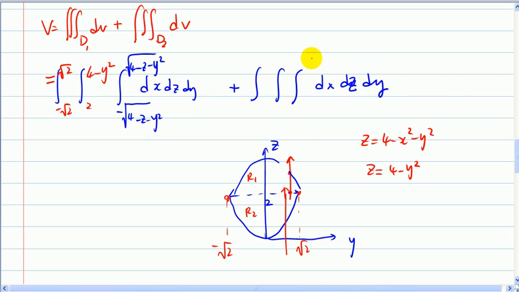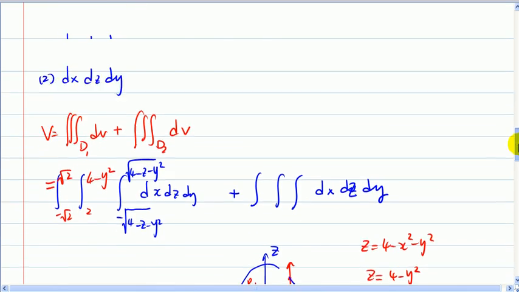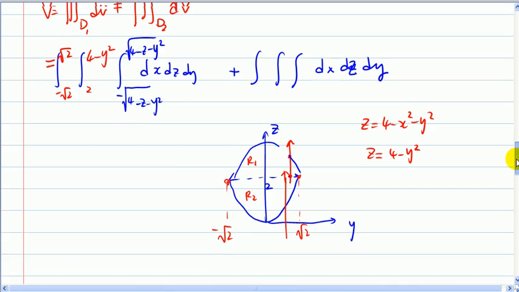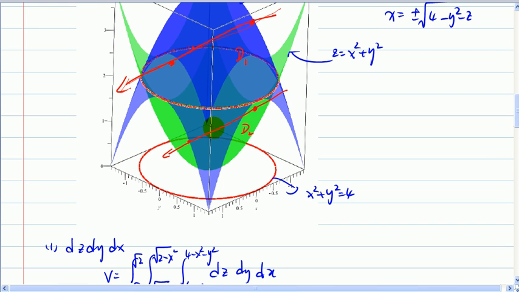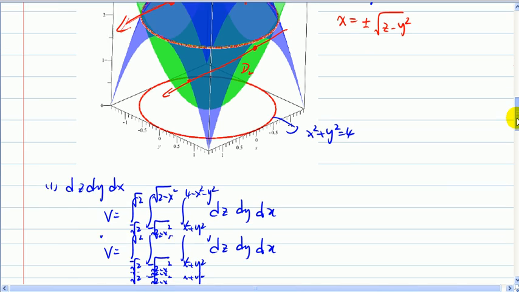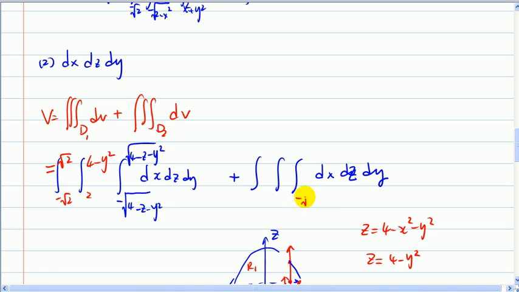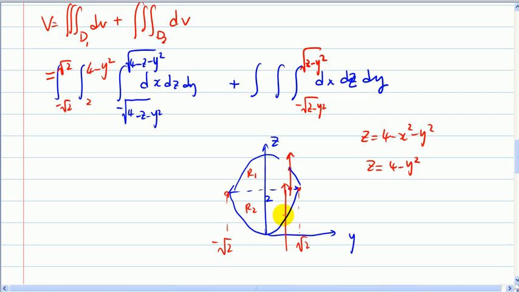For this portion here, for R2, for the x range, what we do is draw an arrow line in the x direction here. First contact gives you x min, second contact gives you x max. So x here is from this surface, so it's positive or negative square root of z minus y squared. So x min to x max goes from negative square root of z minus y squared to positive square root of z minus y squared.